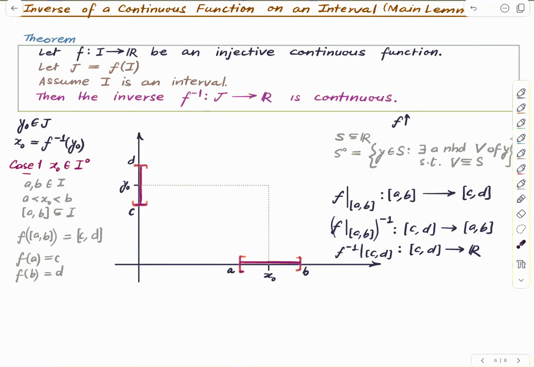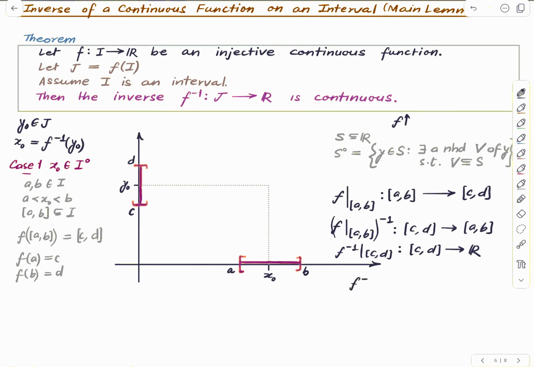So what we have argued is that there is some closed interval around y0 where these two points are strictly different from y0. Since a and b were different from x0, c and d are different from y0. Since a is less than x0, c is less than y0, because we are assuming that f is strictly increasing. And since b is greater than x0, d is greater than y0. So this picture is doing justice to the mathematics. Okay, so this is a continuous function, and hence this is a continuous function.